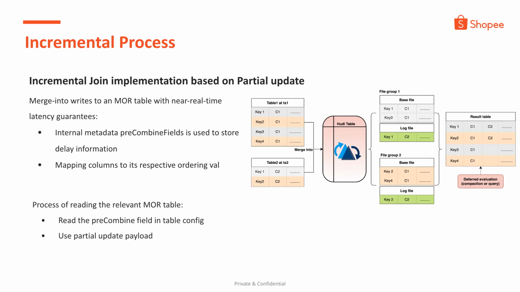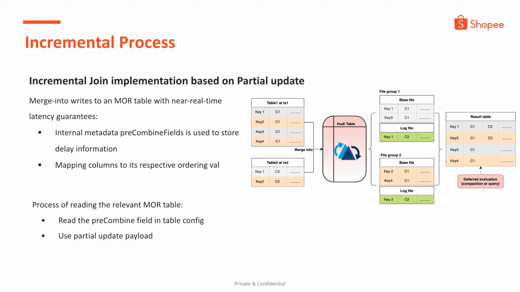Basically, we implement a partial update payload. It can support partial update on merge on read table. We also solve some problems, because if there are multiple sources, usually we have out of order events in a streaming application, so we need multiple ordering fields. We also solve that problem.